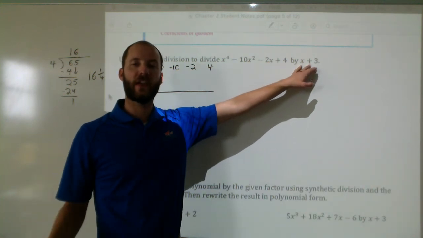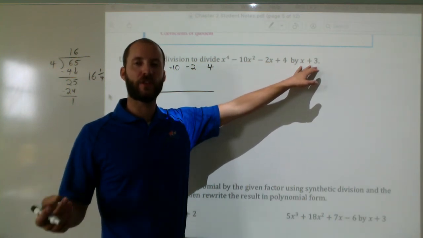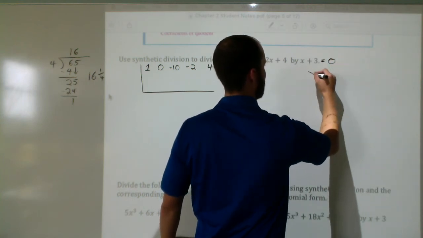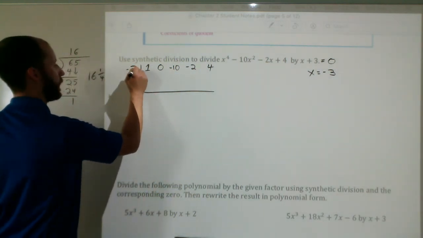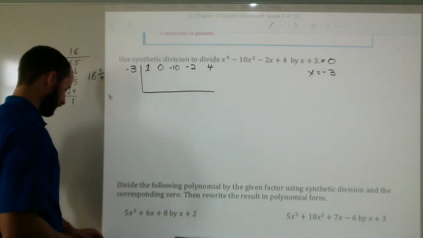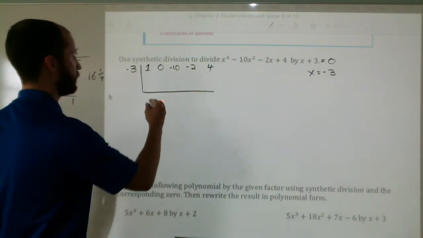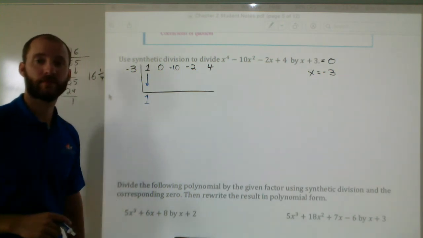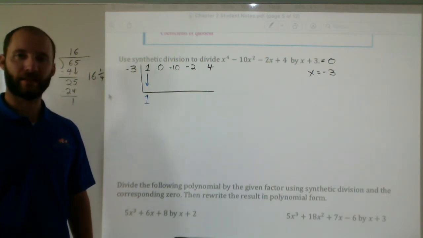Here's the first difference. In polynomial division, you divide by the factor. In synthetic division, you divide by the zero. So take that, set it equal to 0, x equals negative 3, and the negative 3 is what we're going to be dividing by. So how we start synthetic division is you drop the first term. So this 1 comes down.